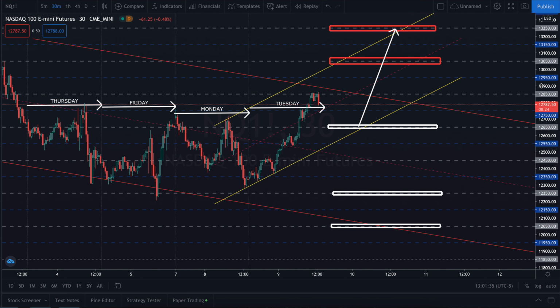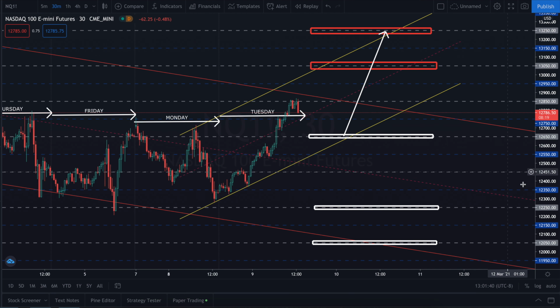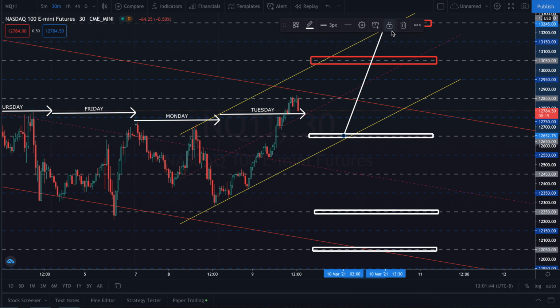So these are the key levels we are watching, and I'm pretty sure it will help you if you have these on your chart, and just look for potential entries around these levels depending on your strategy.